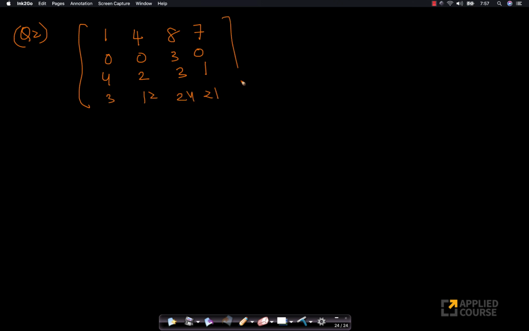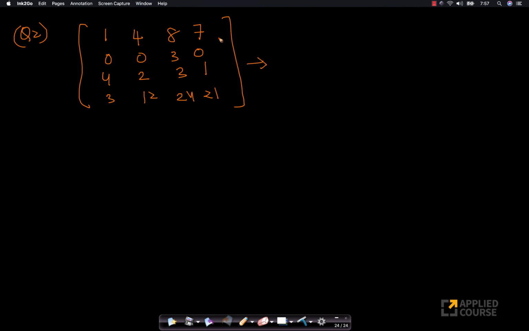Okay, so let's solve one more simple question so that you have conceptual clarity. Imagine I have a matrix like this. This is a 4 cross 4 matrix. 4, 3, 2, 1, 3, 12, 24, 21. Now what is the rank of this matrix?